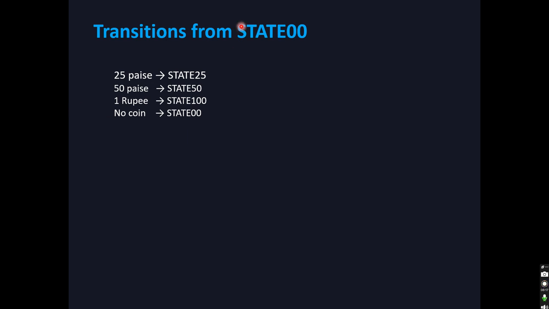These are the transitions. Whenever we are in the 0, 0 state and you give the input as 25 paise, it should go to the 25 paise state. If you are in the 0, 0 state and you give 50 paise as input, it should go to the 50 paise state. If you directly give the input 1 rupee, it should go directly to the 100 paise state, and our data out should be high. If you give nothing, it stays in the 0, 0 state. So from 0, 0 we have to go through these transitions.